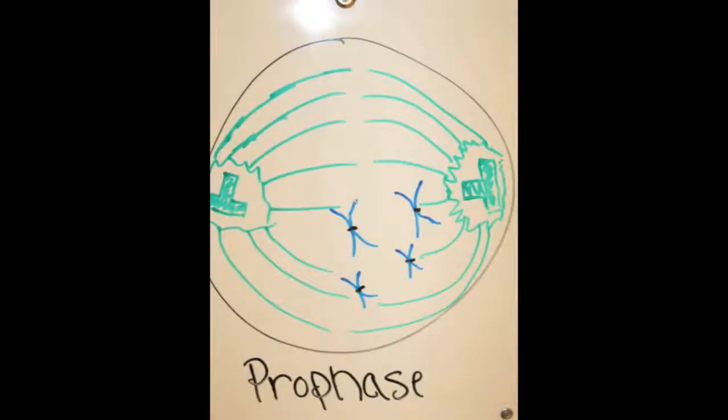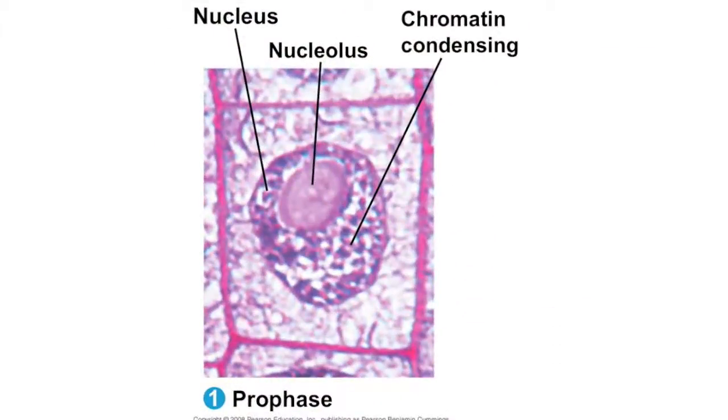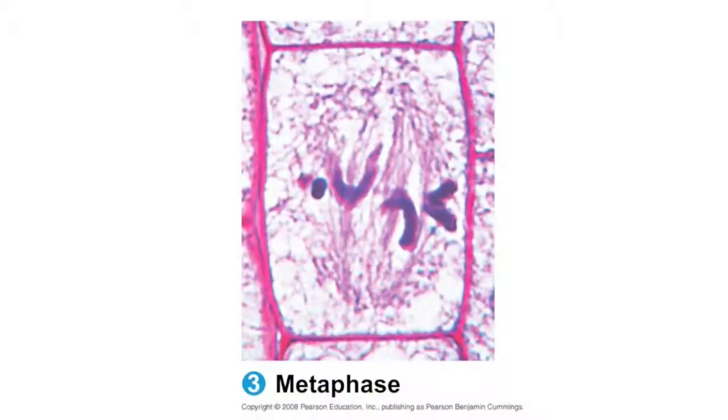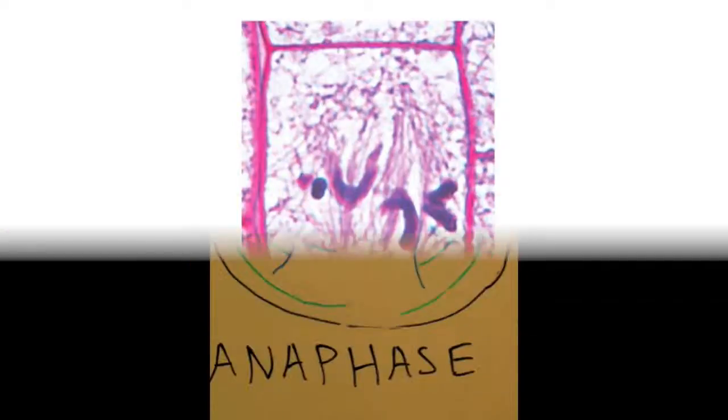The first stage of mitosis is prophase. In prophase, the chromatin form chromosomes. The nuclear envelope breaks down and disappears. The centrioles move to opposite poles and spindles begin to form. During metaphase, the spindle fibers are completely formed. The chromosomes line up at the center of the cell on the metaphase plate. Each chromosome is attached to a spindle microtubule at its centromere.